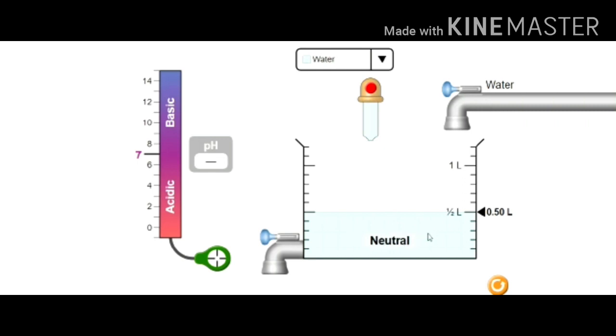To know the neutrality of water, let us take a device and put it here. Now you can see the pH value. The pH value is 7, therefore the solution is neutral. Now let me remove this particular liquid. I am removing water now.